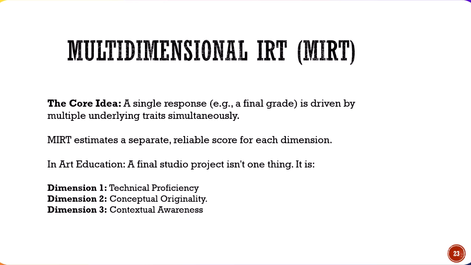So for instance, if you have a project work, the first dimension you are going to look at is technical proficiency. In terms of technical proficiency, we can ask what the level of brushwork was, how the brushwork is applied, or, if it is perspective, how perspective is depicted in the work. Then we have the second dimension, conceptual originality, how ideas are generated. All these are multidimensional item response theory dimensions that we can apply.